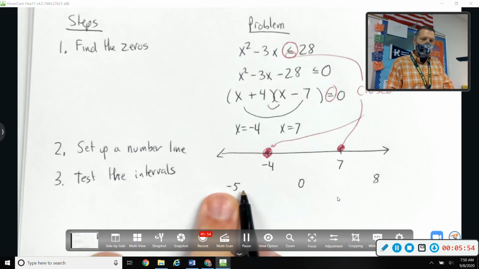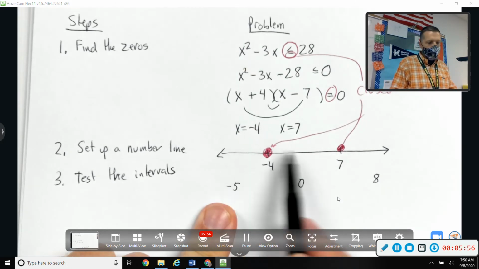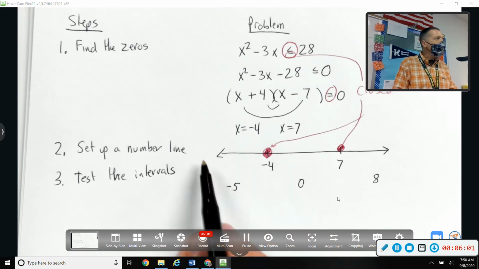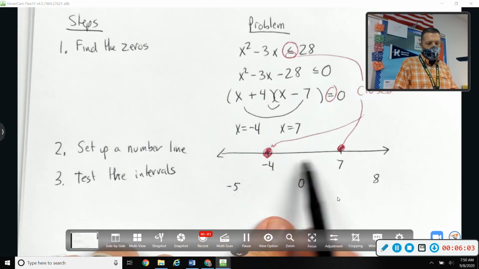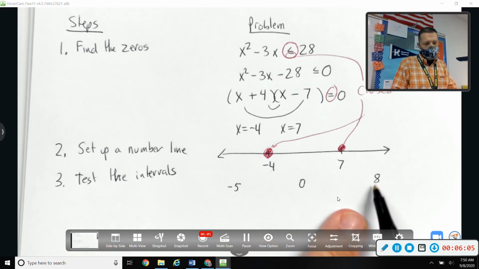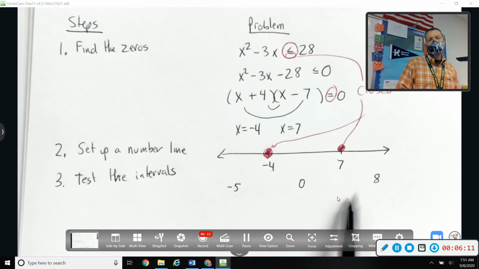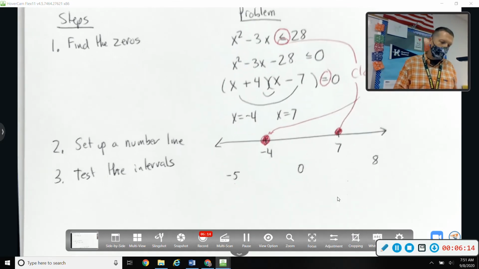Because these numbers are sort of representative of the whole interval. So if that negative 5 works, it means everything on that interval works. If 0 works, everything with 0 works. If 8 works, everything with 8 works. So I don't have to test everything. I just need to test one representative from each interval.